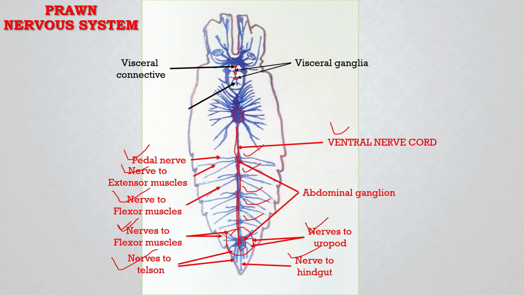From the second ganglion, 2 nerves arise, called nerves to the esophagus and cardiac muscles. So the second ganglion gives off 2 pairs of nerves to the walls of the esophagus and to the cardiac stomach. So this is all about the nervous system of the prawn.